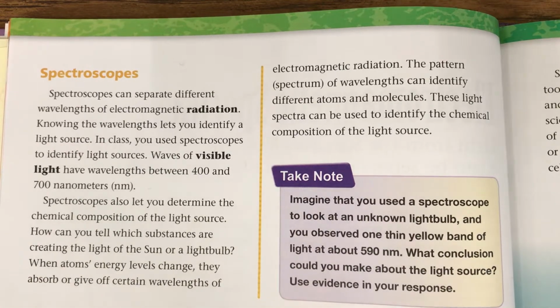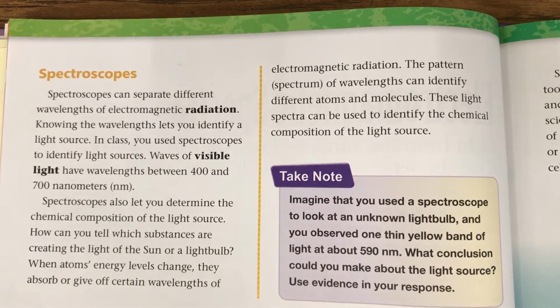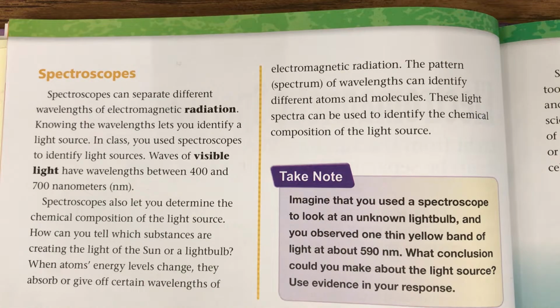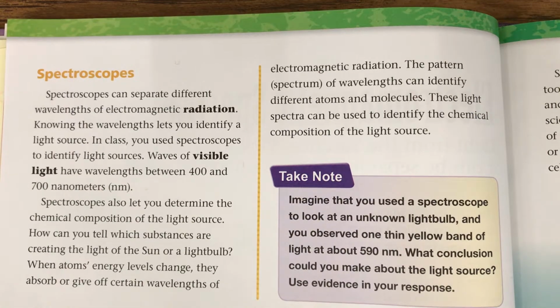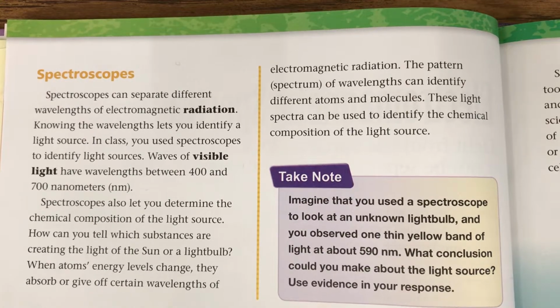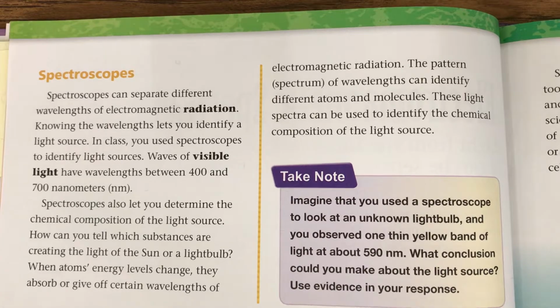Take note. Imagine that you used a spectroscope to look at an unknown light bulb and you observed one thin yellow band of light at about 590 nanometers. What conclusion could you make about the light source? Use evidence in your response.